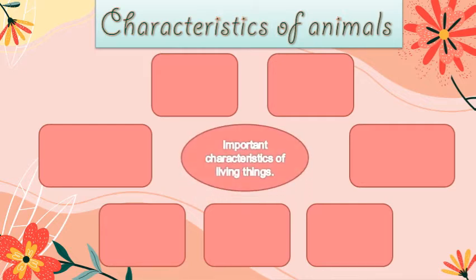We have learned that animals are living things, the same with people and plants. People and animals share the same characteristics. Can you still remember our lesson about living things and the characteristics? It's the same with animals. So we have here, number 1, animals can move.